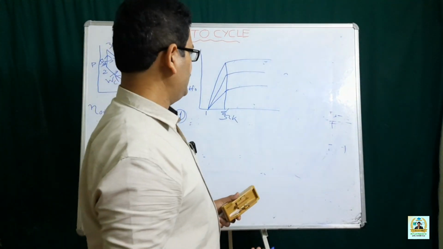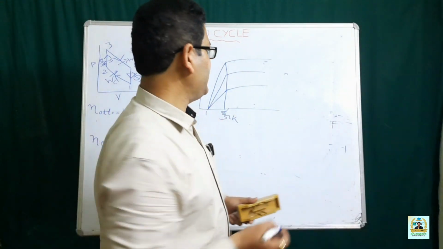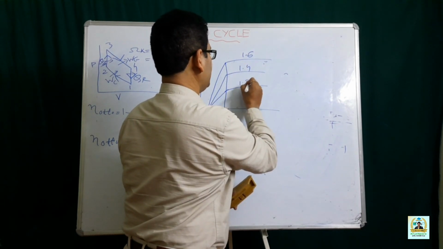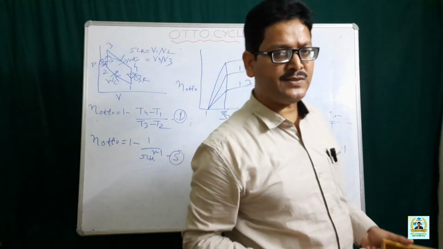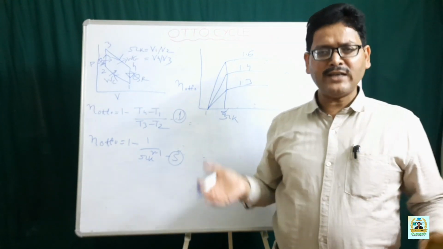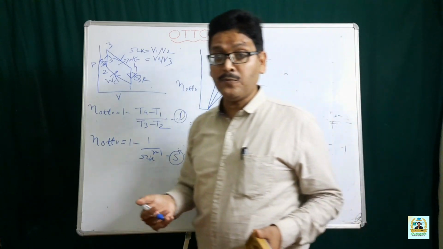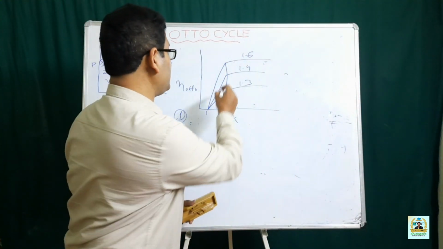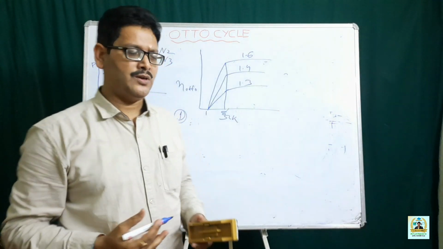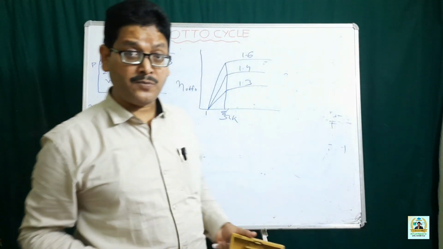For different ratios of specific heats, when it is suppose say 1.6 or 1.4 or 1.3, because the ratio of the specific heats is different for different substances. For monoatomic gas, for diatomic gas, that is different. But what is being observed, that when the compression ratio reaches a value of 8, after that, even if you increase the compression ratio, significant increase in the efficiency is not being observed.